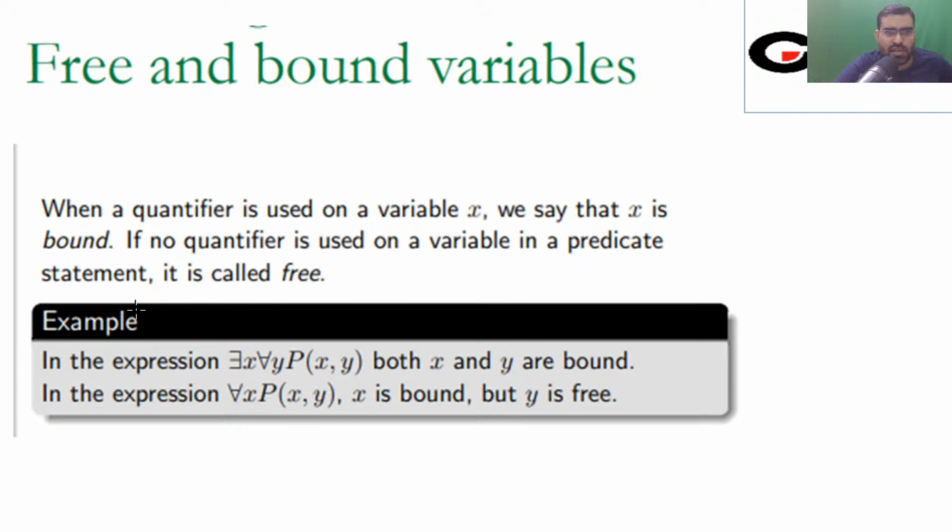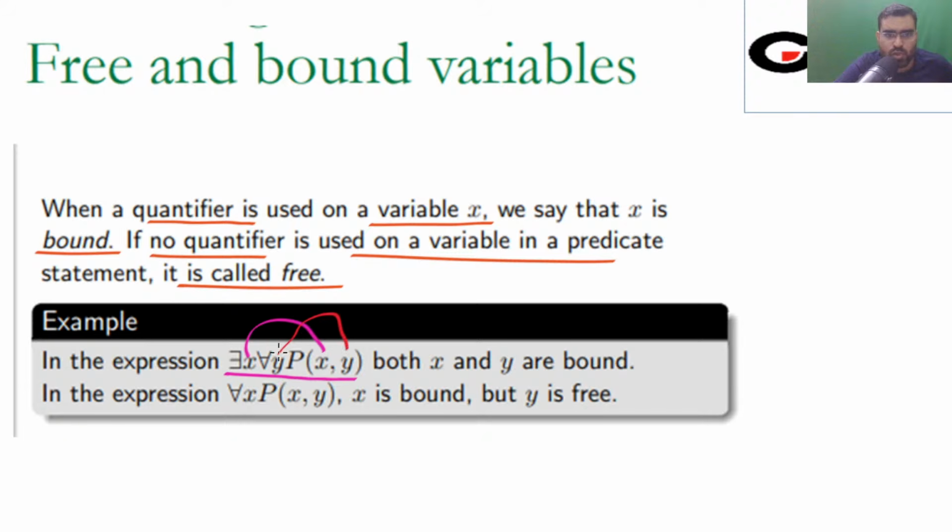So what is a free variable? What is a bounded variable? If you apply a quantifier on a variable, that will be called a bounded variable. If you don't apply any quantifier on a variable, that is called a free variable. Like you can notice in this, there exists x for all y. Here you can notice this x is also bounded, and this y is also bounded. So both x and y are bounded.